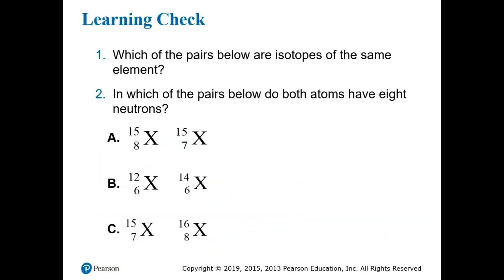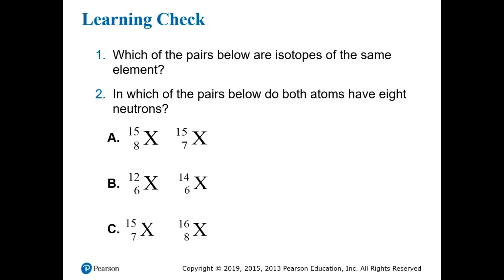Now let's look at an example that doesn't tell us what element we're dealing with explicitly. It gives us the isotope symbol, which has the atomic number and the mass number, but instead of showing the actual element symbol, it just gives us an X as a placeholder. There's no element X, so don't get confused. And it's asking two questions. The first is, which of the pairs below are isotopes of the same element? So of the 3 pairs listed, A, B, and C, which of those are depicting a pair of isotopes? And then question 2 is, of those 3 pairs again, in which of the pairs below do both atoms have 8 neutrons?